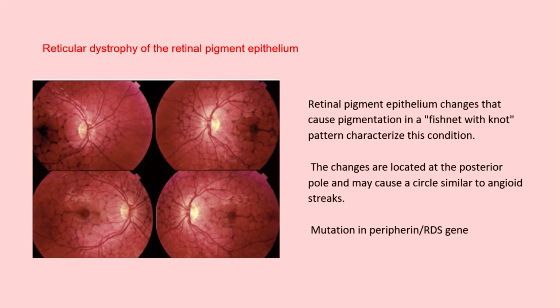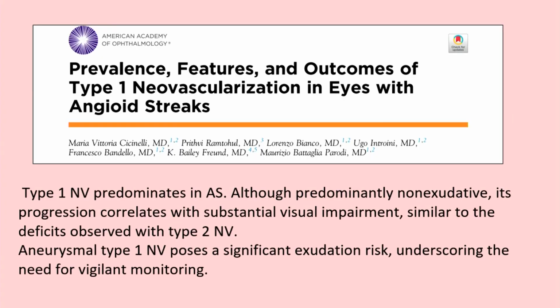And reticular dystrophy of RPE, these are like a fishnet with knot appearance, like deposition of RPE pigments, and they are located mostly in the posterior pole, in a circular format, and due to the mutation of peripherin and RDS gene.